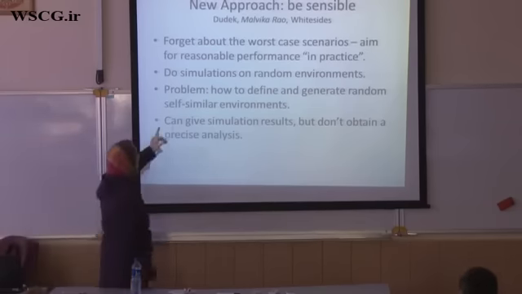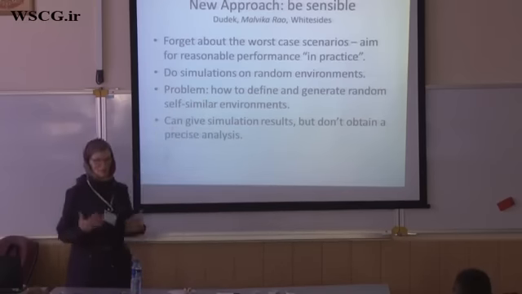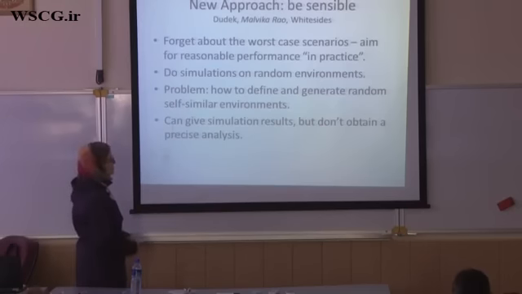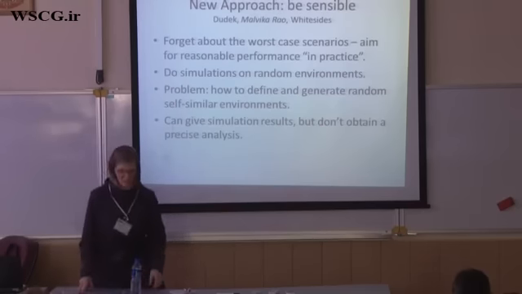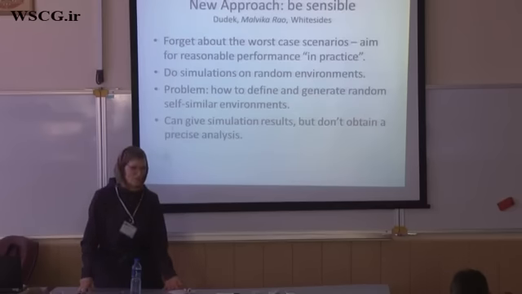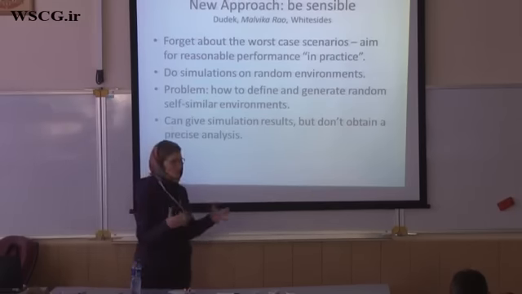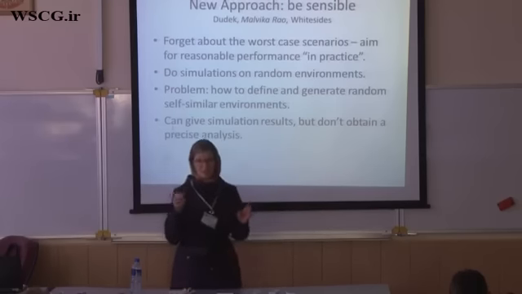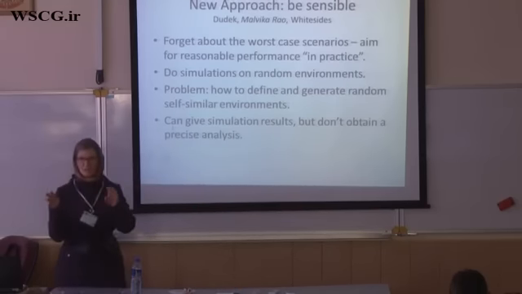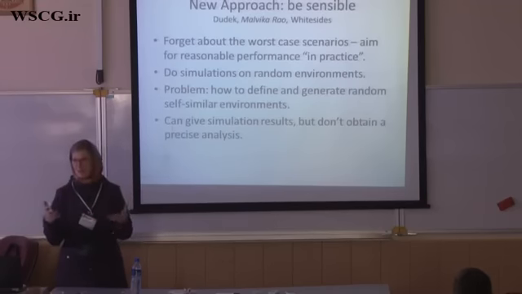One interesting problem that arises with this mentality about studying localization problems is that if you're going to do simulations and validate your theoretical results by simulations, you need to be able to generate random environments, random self-similar environments. So, what does self-similar mean? Well, environments where there are situations where the robot can't tell exactly where it is. That's what we mean by self-similar.